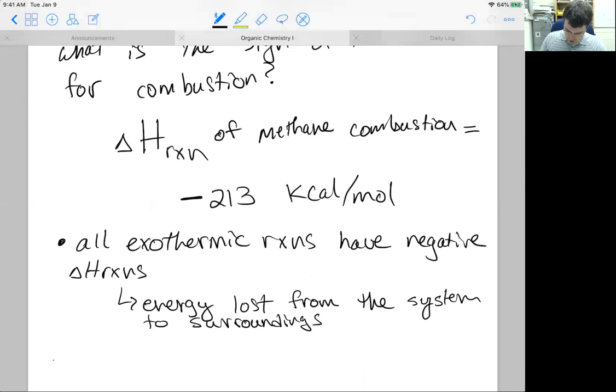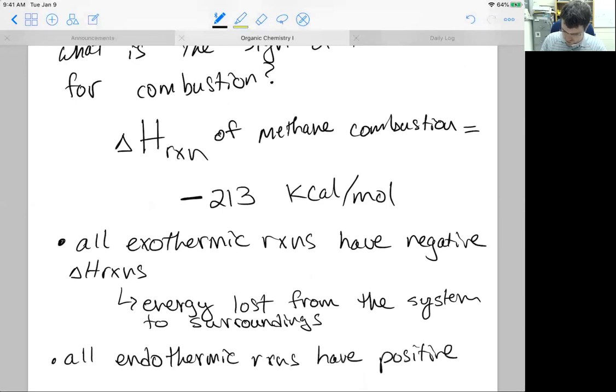So conversely then, all endothermic reactions have positive delta H of reactions. So they have positive heats of reaction as energy is gained from the surroundings.